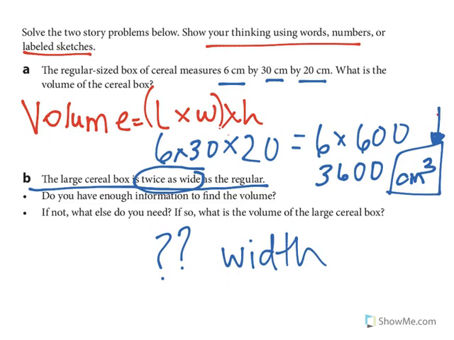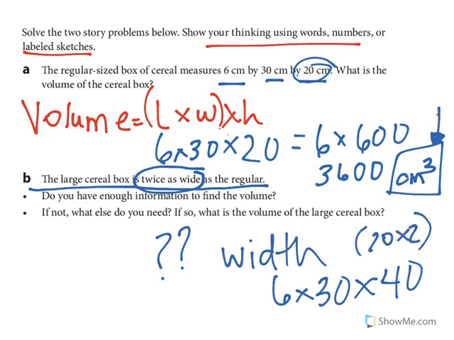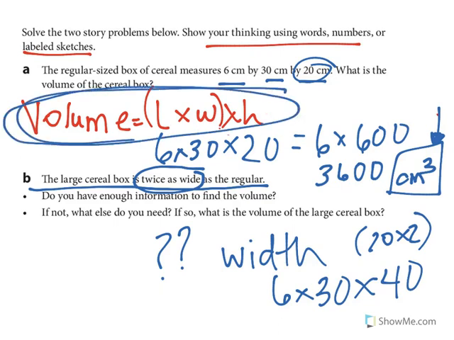All right. Now let's say that the width was 20. Now do I have enough information? Sure. I could solve by saying 6 times 30 times 40, or 20 times 2. Okay, and that would be how I solve for that volume. All right, if you're confused about volume, remember always come back to the formulas. Volume equals length times width times height, or base times height, depending on the measurements that you have.